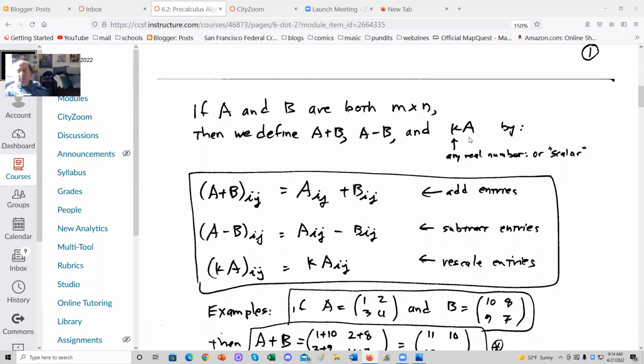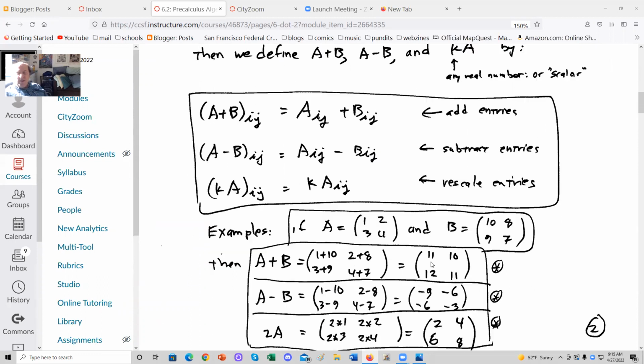Oh, by the way, a real number is also known as a scalar because it refers to the scale of a matrix. Later we'll see a column matrix, which is m by 1, or a row matrix, which is 1 by n. These are called vectors because they denote directions in space. We'll get to that later. Now, okay, the ijth entry of a sum is aij plus bij. You add entries. The ijth entry of a minus b is aij minus bij. You subtract entries. And the ijth entry of a real number times A is that real number times aij.